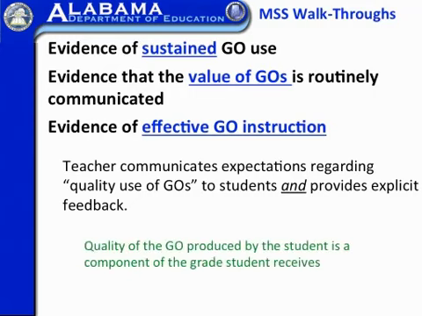Another implication is that the quality of the graphic organizer produced by the student is a component of the grade that the student receives. So thus, students are not graded just on how well they learn science, but they're also graded on how well they're learning how to use the literacy skills associated with the graphic organizer. And of course, graphic organizer rubrics are a really great way of integrating the grade into the content grade for doing that.